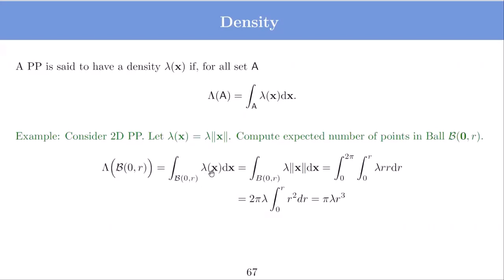First, I put lambda x equal to lambda times the norm of x. Here, lambda is a constant, and I have to integrate it. It's a two-dimensional integration, so I can use polar coordinates. In that case, norm x is r, and dx becomes r dr. Then you have to integrate over 0 to 2 pi and 0 to R. This becomes 2 pi lambda r squared dr, integrated from 0 to R, which becomes 2 pi lambda R cubed over 3. So the expected number of points in the ball B(0,R) is this one.